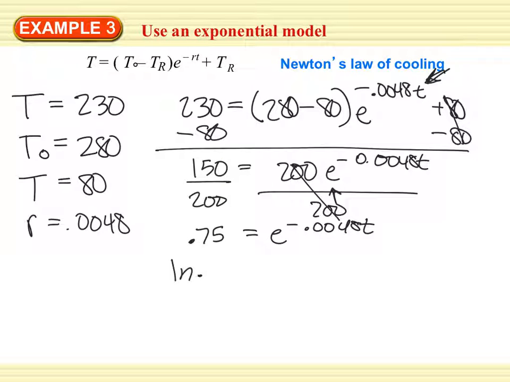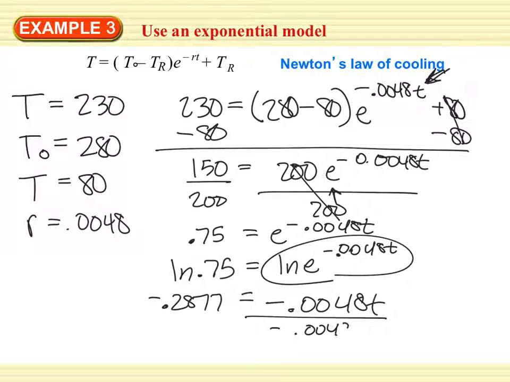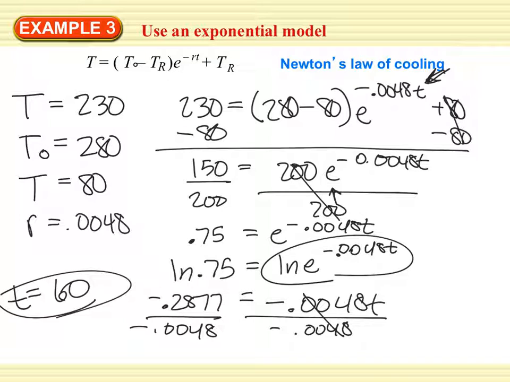Now I'm going to take the natural log of both sides, because the natural log of e raised to something, actually, this right here simplifies to just 0.0048t. And if I take the log of that, okay, divide both sides, I'm left with t equals about 60.